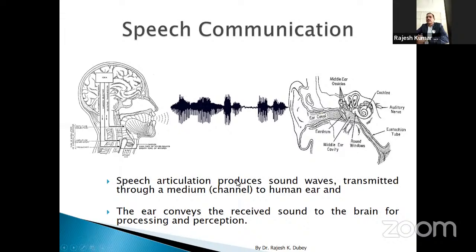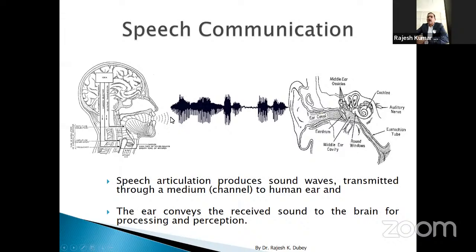Speech is an articulation that produces sound waves. It is transmitted through a medium to the human ear. That is written here. That means how a thought is coming. That idea is shown here in the form of a model: how an idea is coming, and how air comes from the lungs. So this is steady air. How this glottis is varying, it is producing some frequency, and then the articulation and speech sound come out from the mouth.